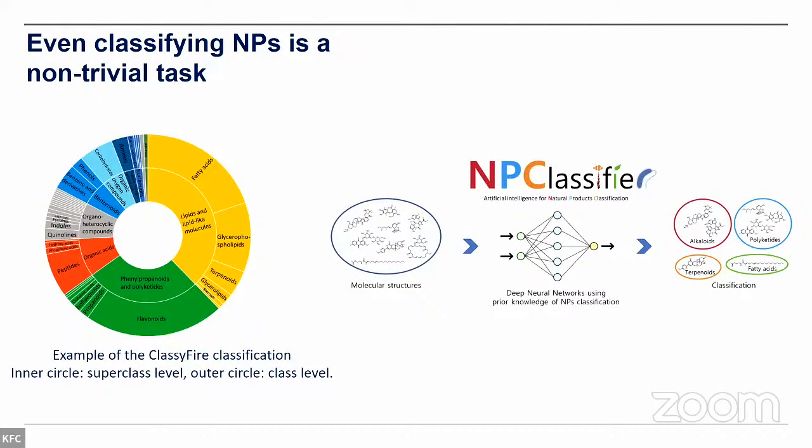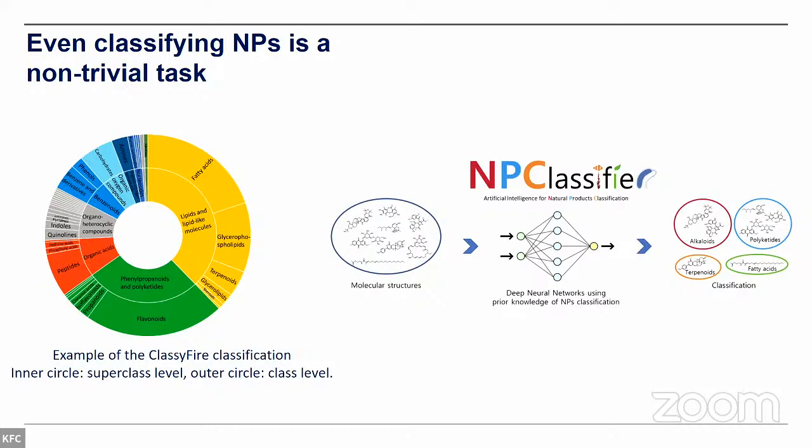Classifying all this variety of structures is quite a non-trivial task that already requires application of computational methods. I won't really stop on that. I just wanted to show you how this variety of structures proliferates into a variety of classes, such as flavonoids, terpenoids, etc. And there are several methods for how to classify the natural products when you obtain them.